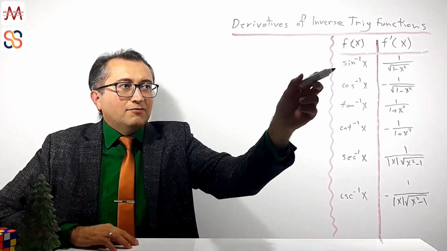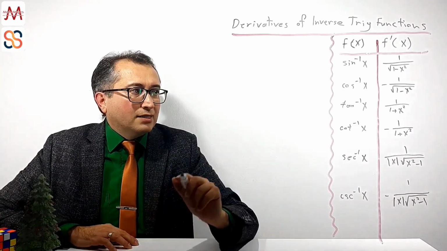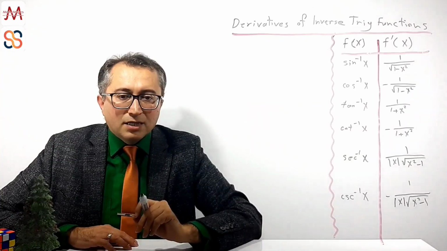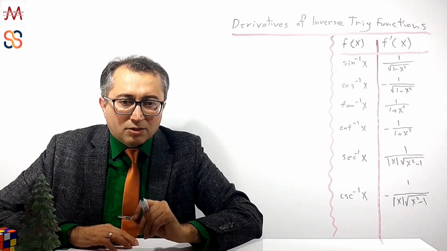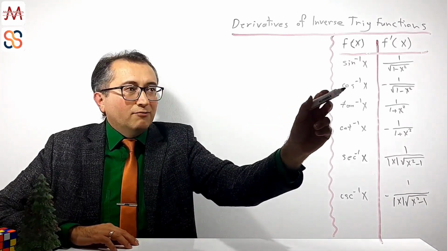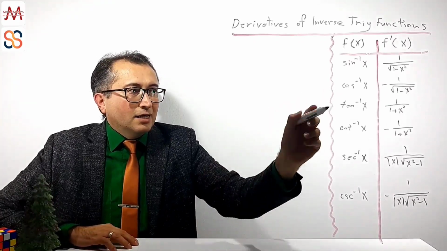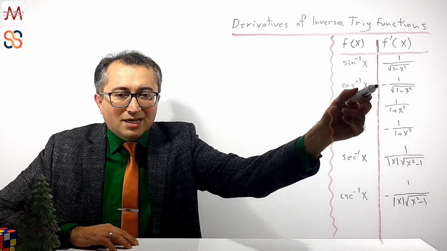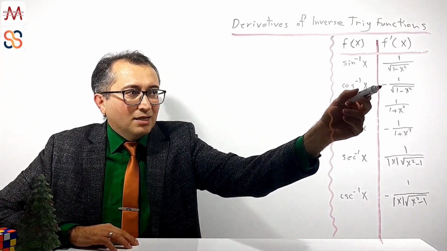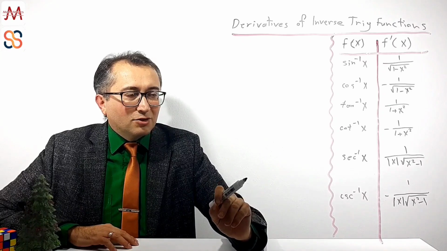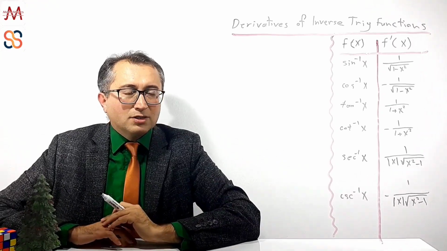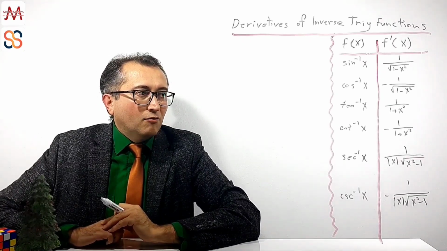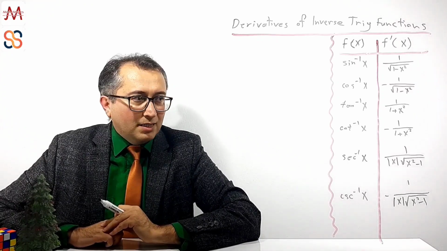So, the derivative of inverse sine x is 1 over radical 1 minus x squared. The derivative of inverse cosine x is similar, but with this minus sign in front of that fraction. So the derivative of inverse cosine x is minus 1 over radical 1 minus x squared.